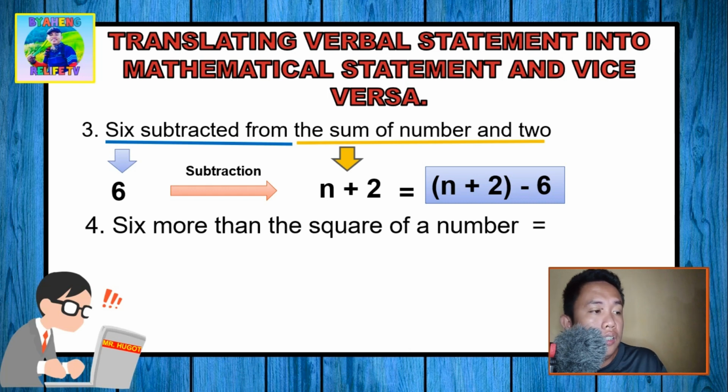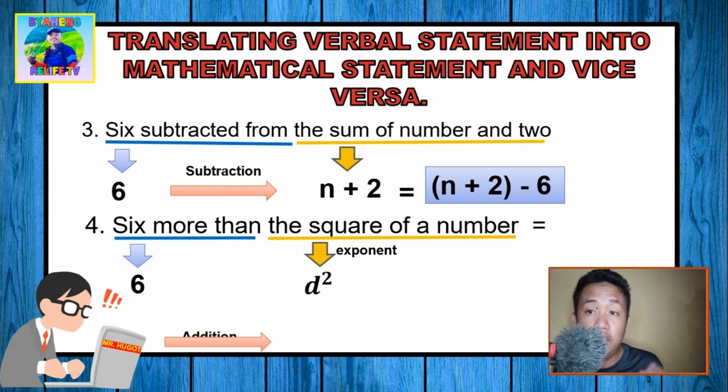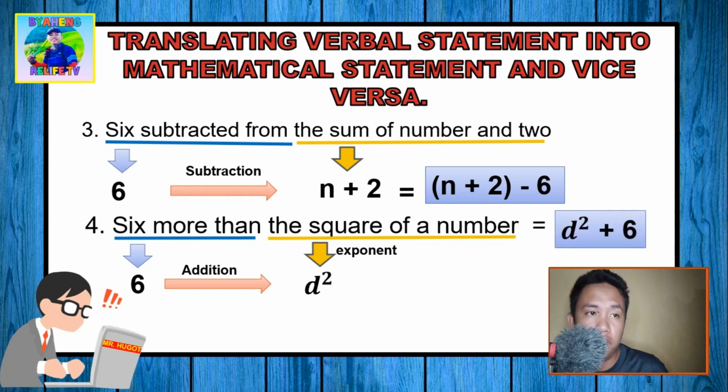Next natin guys is number 4, 6 more than the square of a number. We're dealing first with the square of the number kasi siya yung mas komplikado. We have d squared. Pag more than, 6 more than, that will become addition. Since we're dealing with the word than, ililipat natin sa kabilang side, and that will become d squared plus 6. So, yun po yung ating ginagamit sa word. Okay? So, that will be translation from verbal statement into mathematical statement.